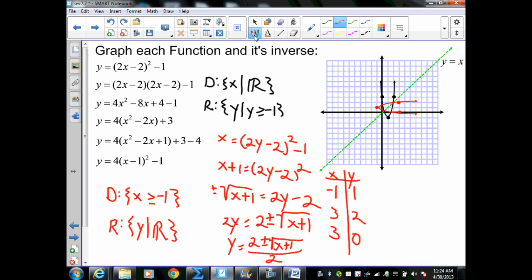Now I know from the vertical line test that that is not a function. But I can see that it is reflected over my identity function y equals x. And I can see that it does follow my domain and range for the inverse function.